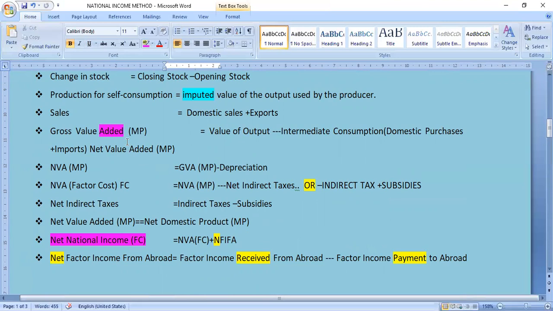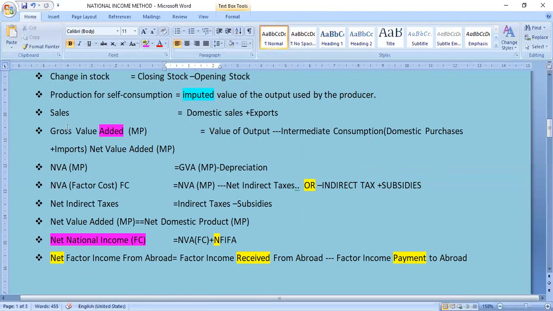Just assume one lecture stand's value is 1000. IC means the wood value, and we will minus IC; then we can say how much was added by the carpenter. This is gross value added. Intermediate consumption is domestic purchase plus import.